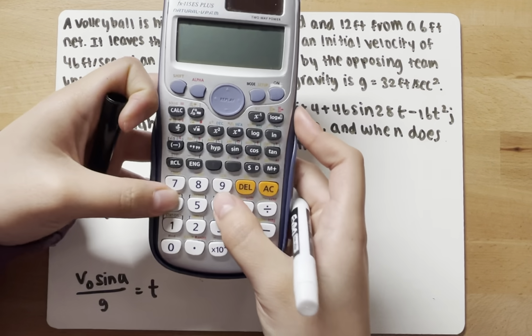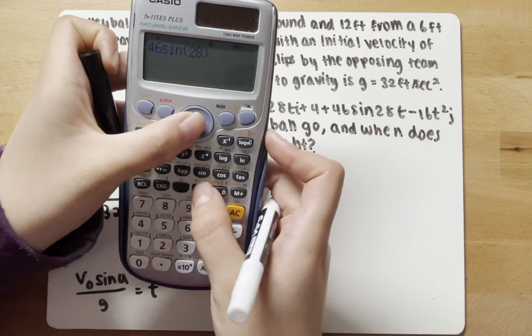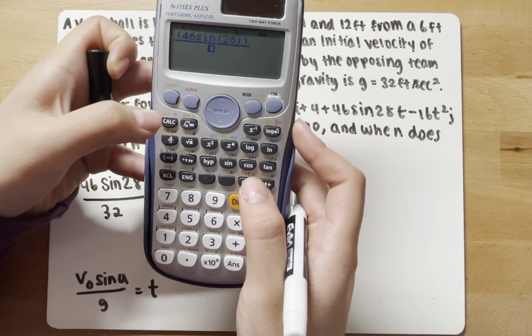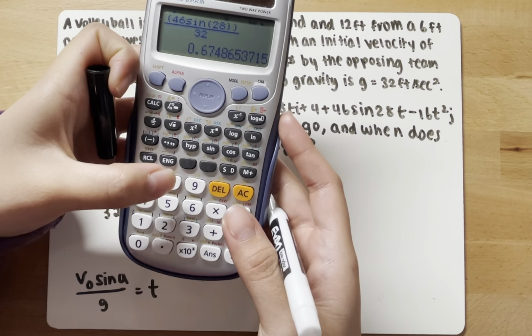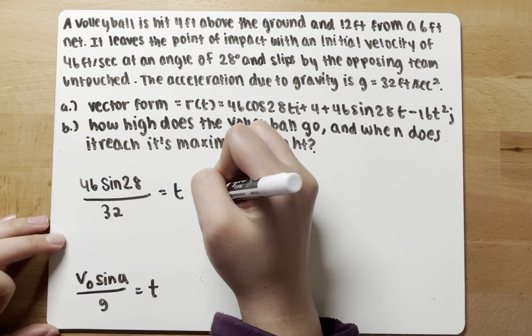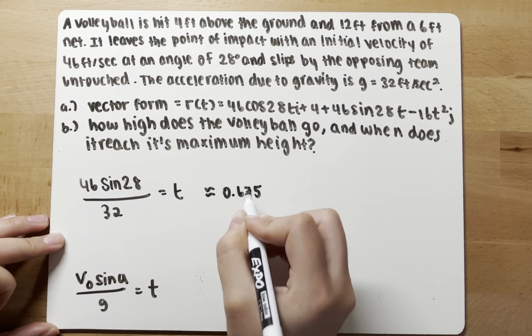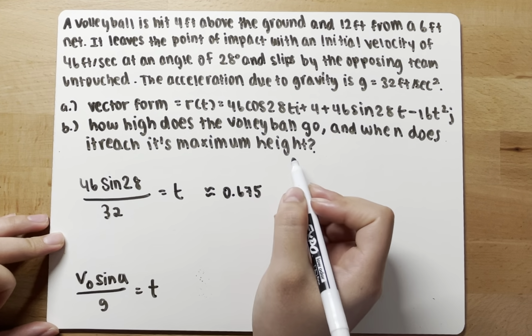Now we want to plug that into a calculator. 46 sine 28 over 32, you get 0.6748, which is around 0.675. So this is the time it takes to reach its maximum height.